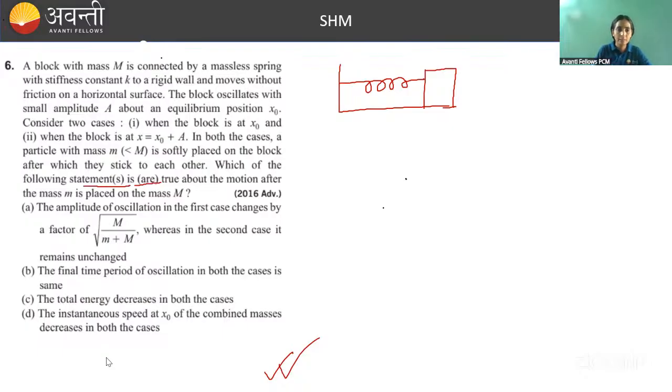So what I'm telling is, yes, it is a multi-option correct question, and you can read that from the question also. It says, which of the following statements is correct. So yes, multiple choice.